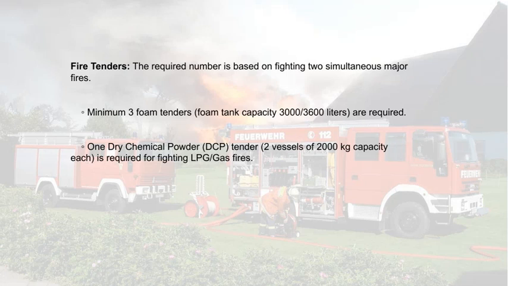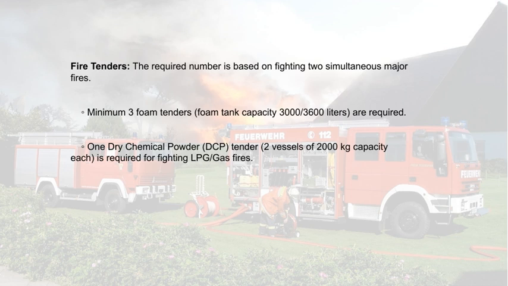Let's talk about fire tenders and what's needed in terms of equipment. The required number of fire tenders is based on the scenario of fighting 2 major fires happening at the same time. This ensures we have enough resources to handle multiple emergencies effectively. Specifically, we need a minimum of 3 foam tenders. Each of these foam tenders should have a foam tank capacity of around 3,000 to 3,600 liters. This capacity is essential because foam tenders are crucial for suppressing fires, especially those involving flammable liquids.